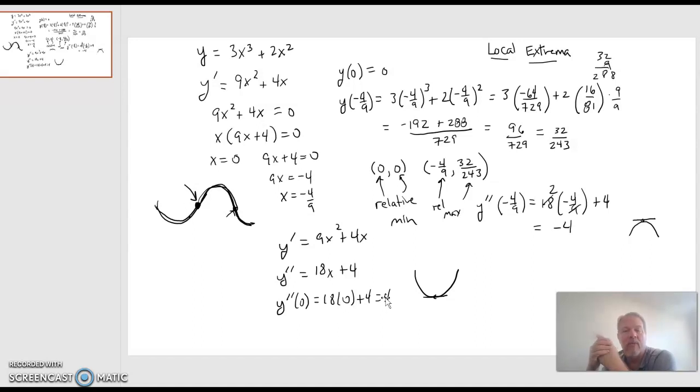So we're going to look at global extrema tomorrow, and we're going to look at how you use a first derivative test to find out if it's a max or a min. Okay? All right, that's all I have.